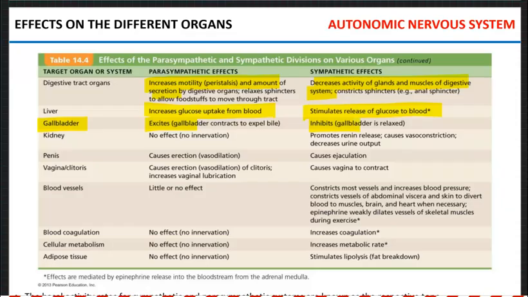Gallbladder, just like any digestive organ: parasympathetic excites, sympathetic inhibits. No questions on kidneys. Blood vessels: mostly sympathetic, generally vasoconstriction. And coagulation, increased cellular metabolism, and breakdown of fat are all sympathetic effects. Okay? Sounds good?